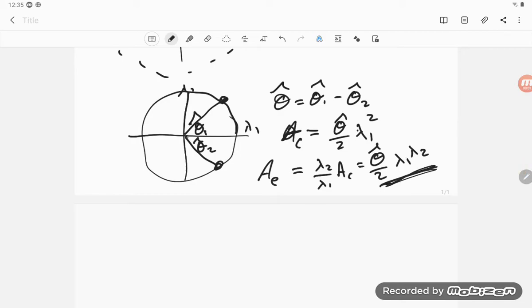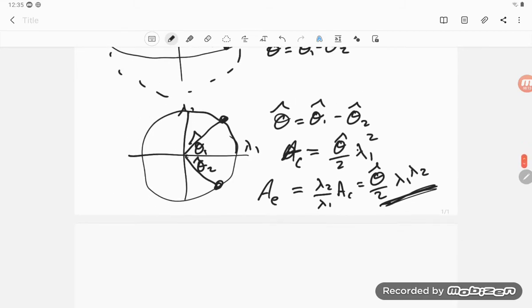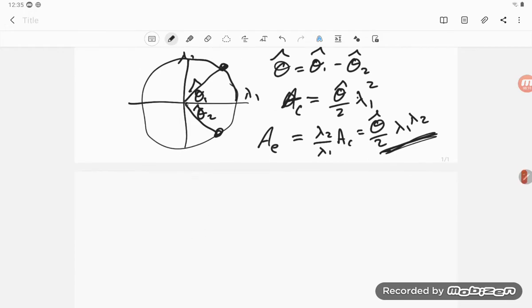Okay, so pretty straightforward. Now, the theta 1 hat and the theta 2 hat, notice you have that in the original, if we set this up, so I'm just going to look at theta 1.